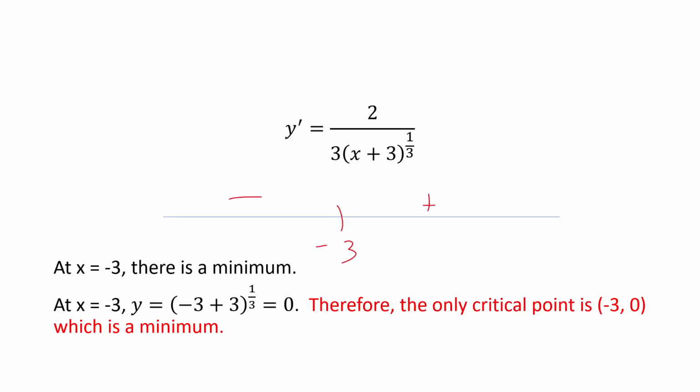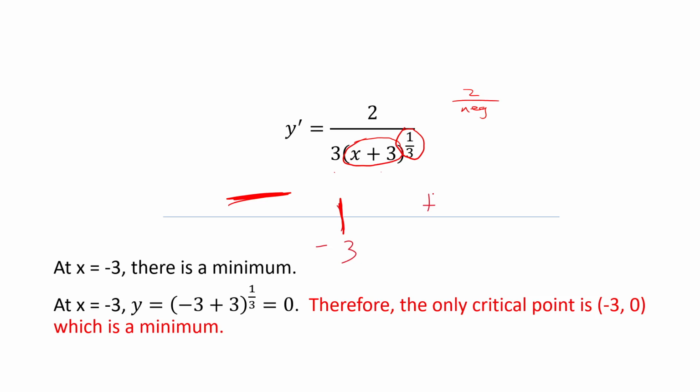And so now what we can do is pick any number to the left of -3 and sub it back into the first derivative. We're doing interval testing on the first derivative. Well, if we let x be the number -4, then the interior of this bracket is negative. The third root of a negative number is negative. 3 times a negative is negative. So we would have 2 over a negative value, which is definitely negative. So to the left of -3, our first derivative will be negative.